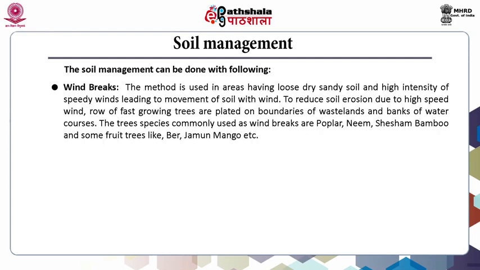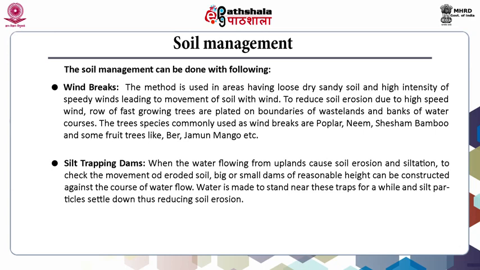The next method is windbreaks. The method is used in areas having loose, dry, sandy soil and high intensity of speedy winds leading to movement of soil with wind. To reduce the soil erosion due to high speed wind, rows of fast growing trees are planted on the boundaries of wasteland and banks of watercourses. Trees commonly used as windbreaks are poplar, neem, shisham, bamboo and some fruits like ber, jamun, mango, etc.